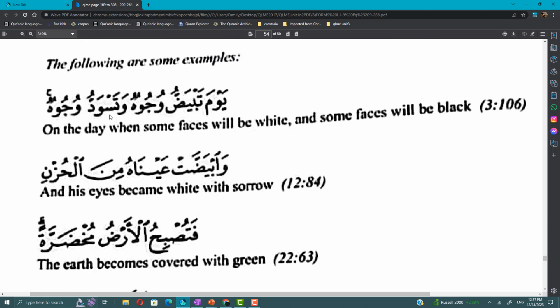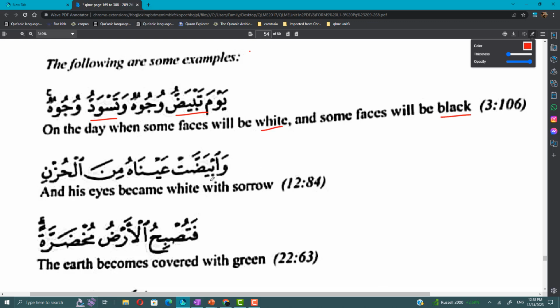And the following are some examples. A'udhu billahi minash shaitanir rajim. Bismillahir rahmanir rahim. Yawma tabyaddu wujuhun wa taswaddu wujuh. I've already taken this example. So here the form 9 verbs are tabyaddu and taswaddu, mudari, on the day when some faces will be white and some faces will be black.